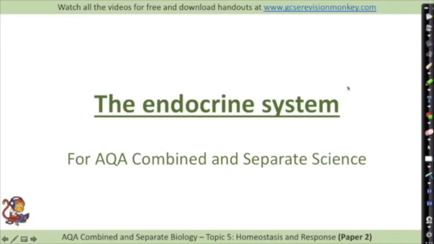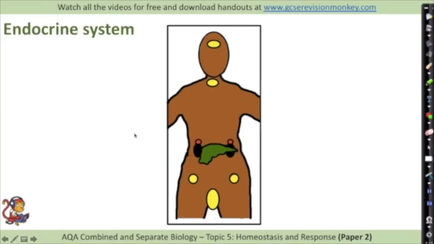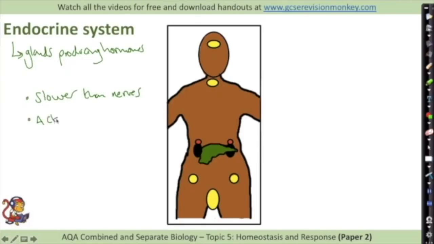The endocrine system. It's a really difficult word just to describe glands that produce hormones. Controlling our body by hormones is slower than a nerve response. It acts in a more general way, and usually the response lasts longer.